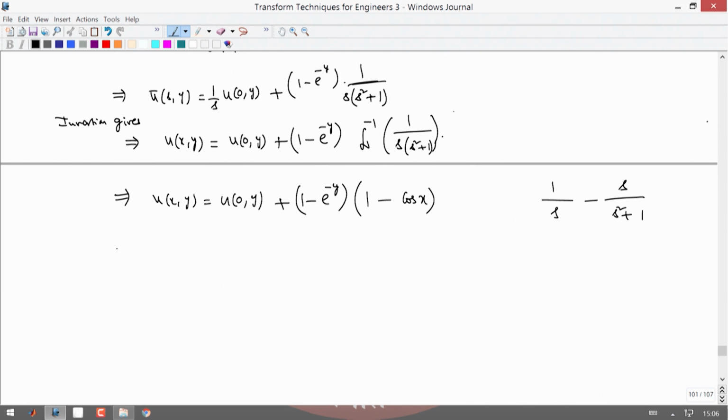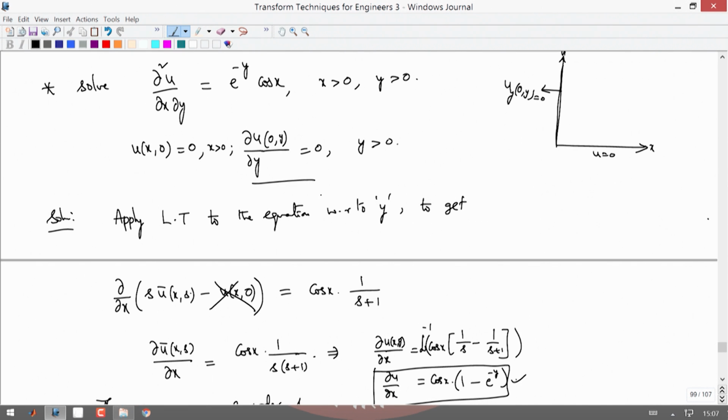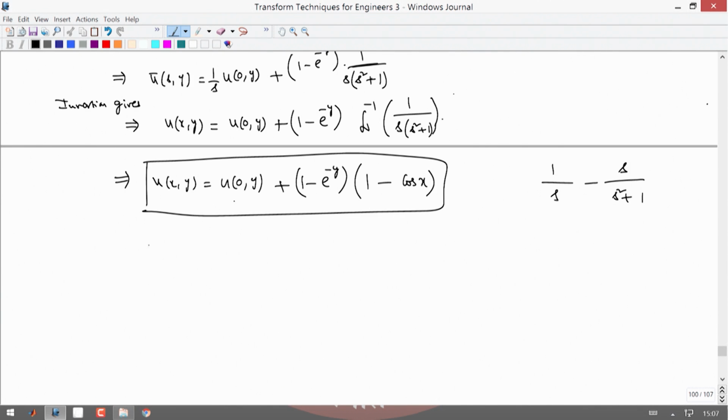So, this is the solution, but u at (0, y) is still not known here. So, you have to apply this other condition, ∂u/∂y at (0, y) equal to 0. So, ∂u/∂y at (0, y) is equal to 0. This is the condition I apply. So, if you apply it here, you get ∂u/∂y at (0, y).